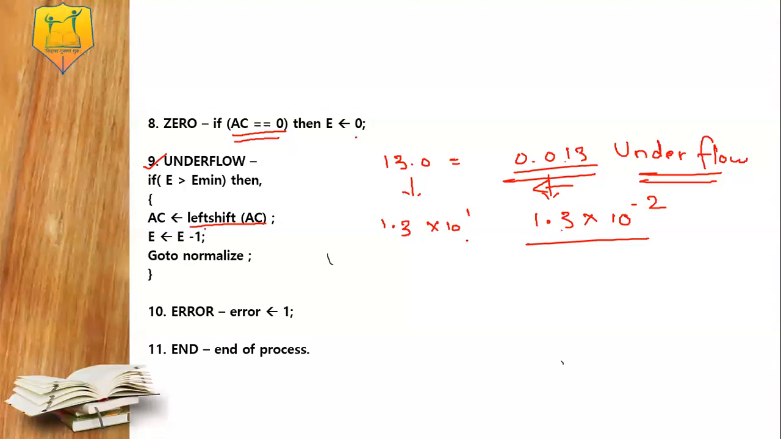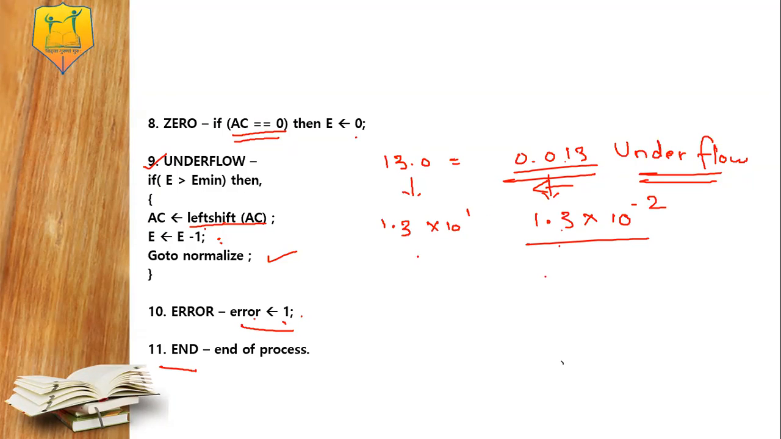Okay, isko bolte hai left shift of your accumulator and E becomes your E minus 1. Agar right shift hota hai, to E increment hota hai, but agar left shift hota hai, to E decrement hota hai. And then go to normalize. And normalize mein jane ke baad, you will go to the end process. If it is other than overflow, underflow and zero condition, then your error flag turns to 1. Initially hum logo ne error flag ko zero pe rakha tha. It means we can move ahead for the process. But agar error 1 hai, to you have to end the process, and that is your final step of the algorithm, that is the end. End means end of the process.